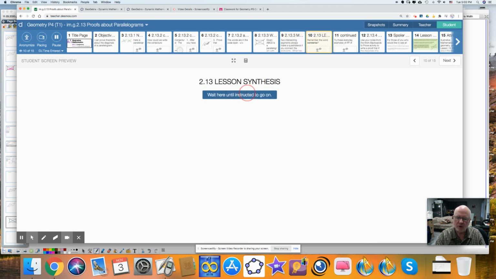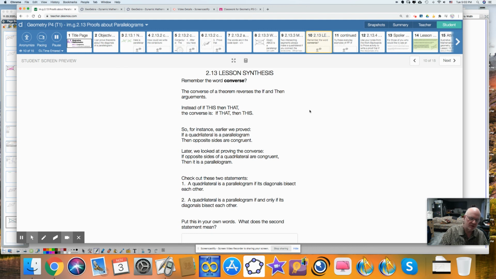Now, do you remember the word converse? Converse means reversing the argument. So if it's "if this, then that," instead it's "if that, then this." So for instance, we proved earlier that if a quadrilateral is a parallelogram, then the opposite sides are congruent. Yesterday we looked at this and asked, is the converse true? If opposite sides of a quadrilateral are congruent, then it is a parallelogram. You can't just assume it because it works one way; you have to check the other.